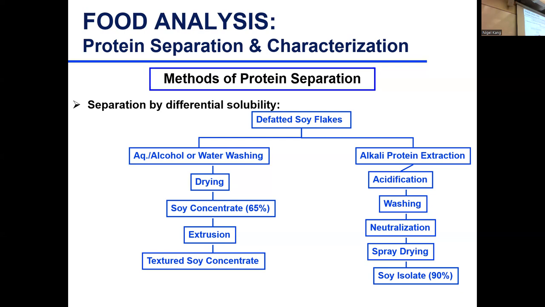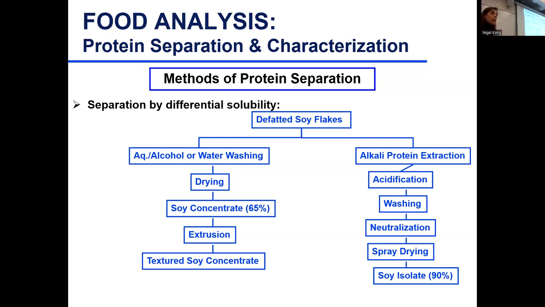So you add HCl and acidify that and decrease the pH to 4, 4.5, which is the isoelectric point of soy. And the protein precipitates. And then if you do a centrifugation step, you can separate that precipitated protein. And now you can neutralize the protein at pH 7 to make it soluble and then do spray drying in industry. In research work, you can do freeze drying. And now you have soy protein isolate with like 90% protein concentration.